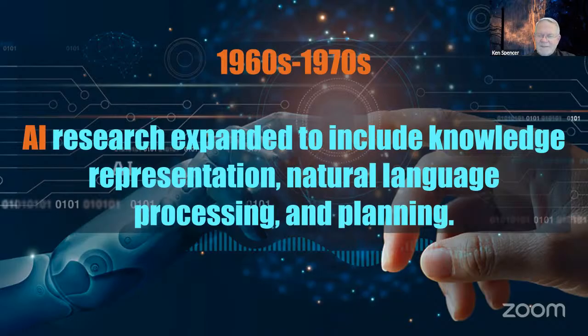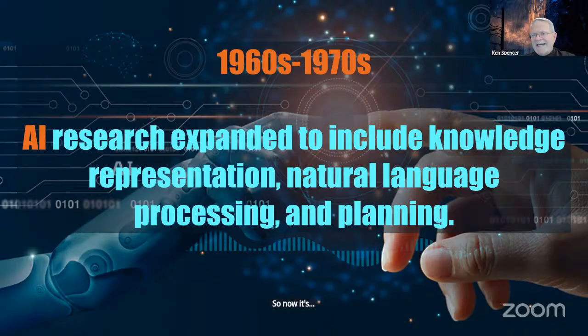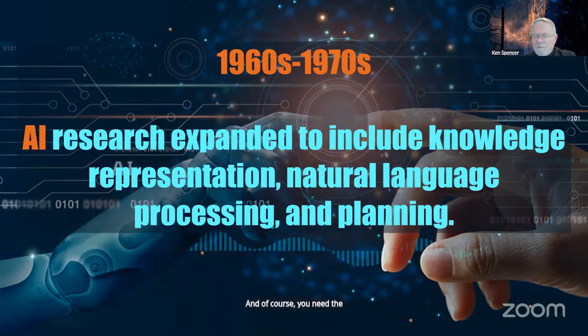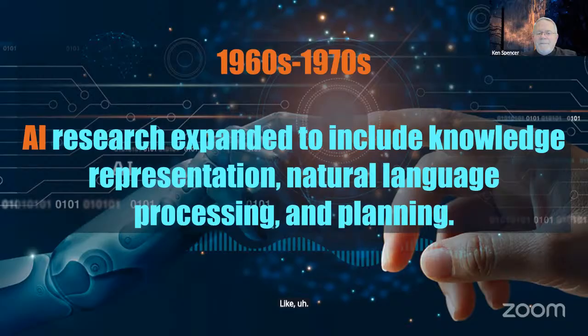Then a little bit beyond that, it's starting to use what's called natural language. So now you could ask the computer, and I hate to do it numerically, but what is 3 plus 3 divided by something? And of course you need the parentheses. But that is like early Google type search, like, give me an apple pie recipe.